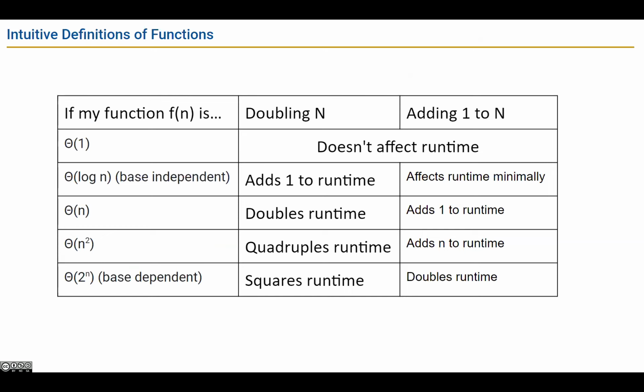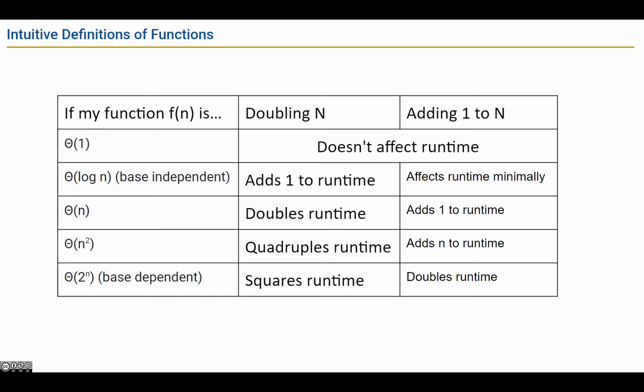Theta log n: every time you double the value of n, you generally add 1 to the runtime. If you add 1 to n, it really doesn't affect the runtime too much. Now, I say here that this is base independent. That's because regardless of whether you use a base 2, base 10, or base e logarithm, they all differ by a constant factor. If you know your log rules, log base 2 of n is the same as log n divided by log 2, and log 2 is just a constant. So regardless of the base, it's basically the same logarithm class. We don't say the base.